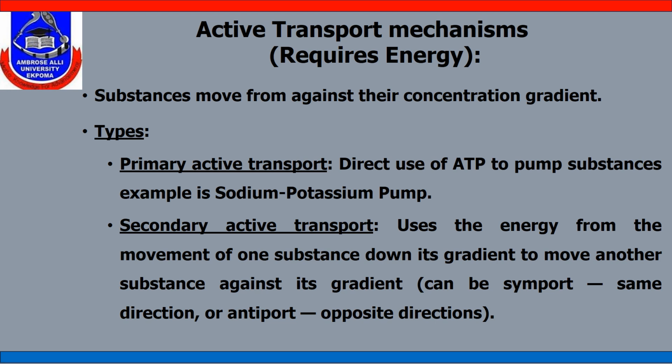Secondary active transport utilizes energy from the movement of one substance down its gradient to move another substance against its gradient. Example can be seen in symport, antiport, and uniport movement of substances through the membrane.